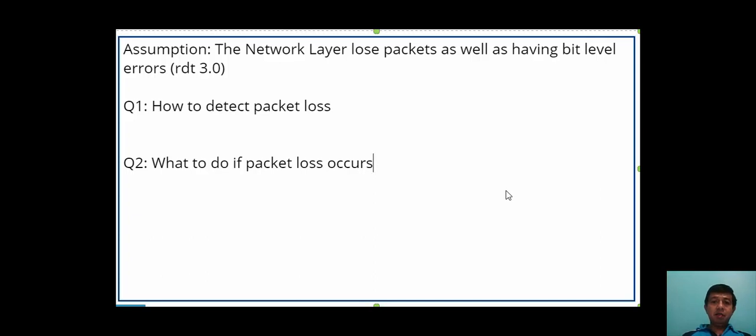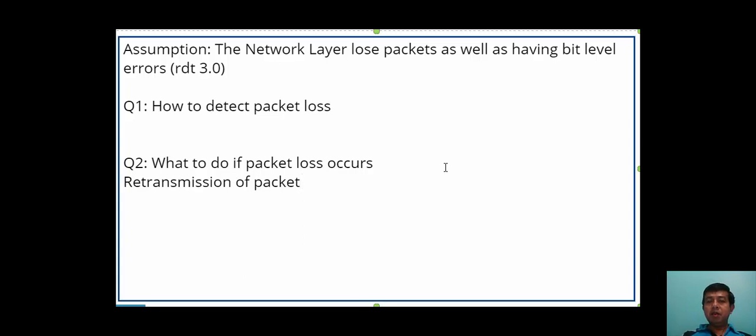I guess you should be able to answer the second part of the question. What to do if packet loss occurs? Before answering the first question, let's handle the second part. From the concept of rdt version 2, you should be able to easily give an answer. There is only one single way, and that way is retransmission of packets. Just like we retransmitted a packet when an error took place, in the same way, if a packet loss happens, again do retransmission.